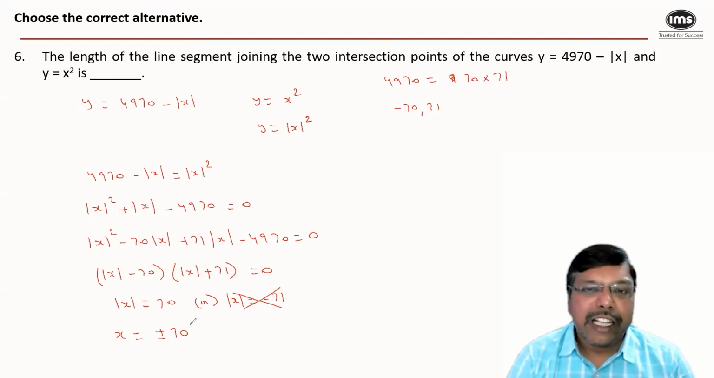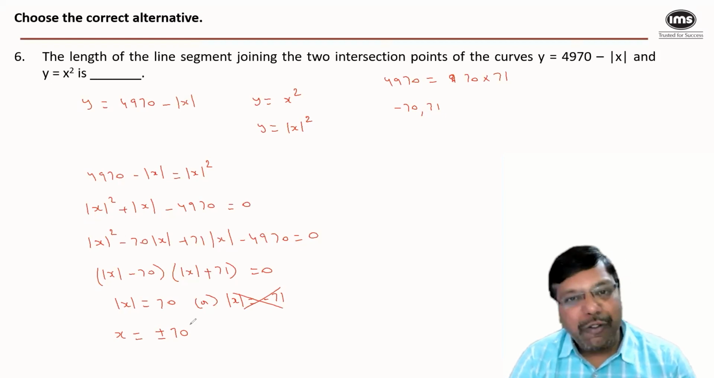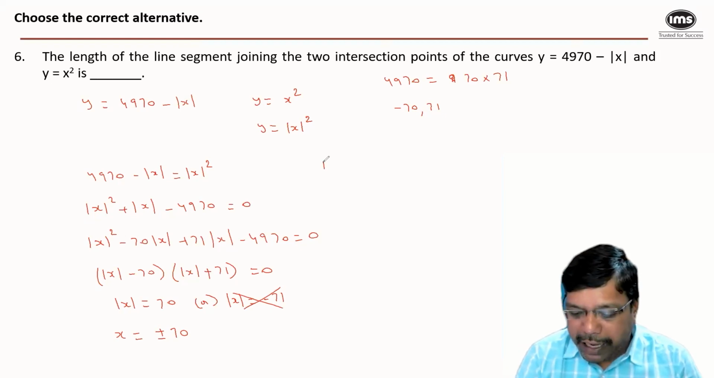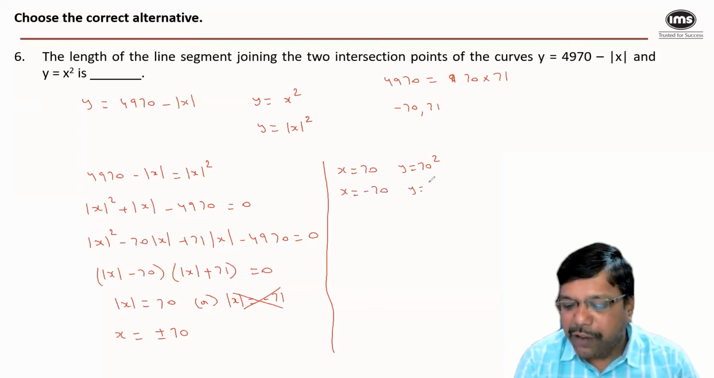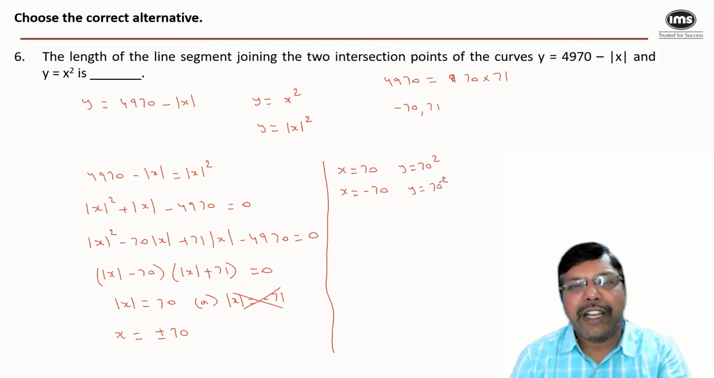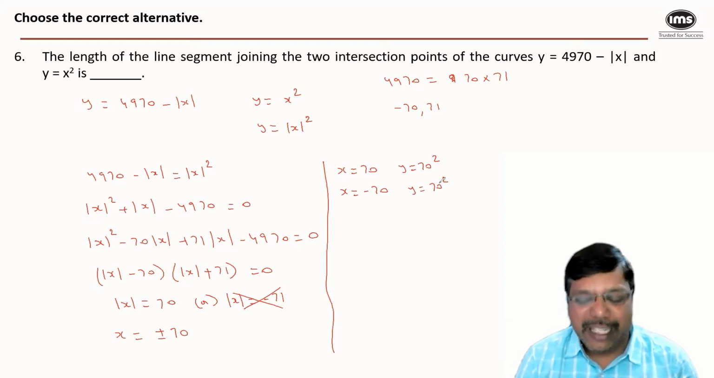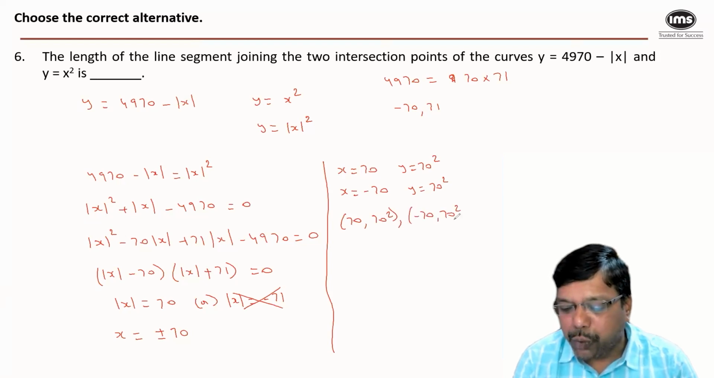Now let us find the corresponding values of y so that we can determine the points of intersection. So if I take x is equal to 70, then y is equal to 70 square. And if x is equal to minus 70, even then I can say y is equal to 70 square, because minus 70 whole square is same as 70 square. So the points of intersection are 70 and 70 square, followed by minus 70 and 70 square.